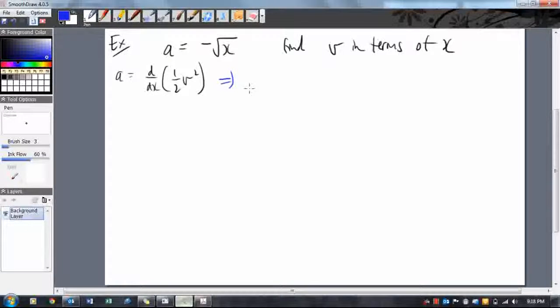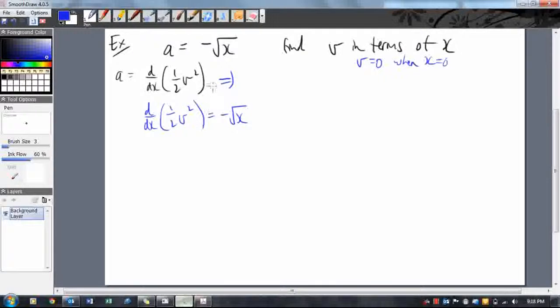Let's rearrange and let's do this. Oh, probably need an initial condition too, don't we? Let's give it an initial condition. Let's just say x equals 0. We'll say v equals 0 when x equals 0. Let's just be really boring to do that because I'm running out of time. Here we go. So therefore, we've got d/dx of half v squared is equal to negative root x.